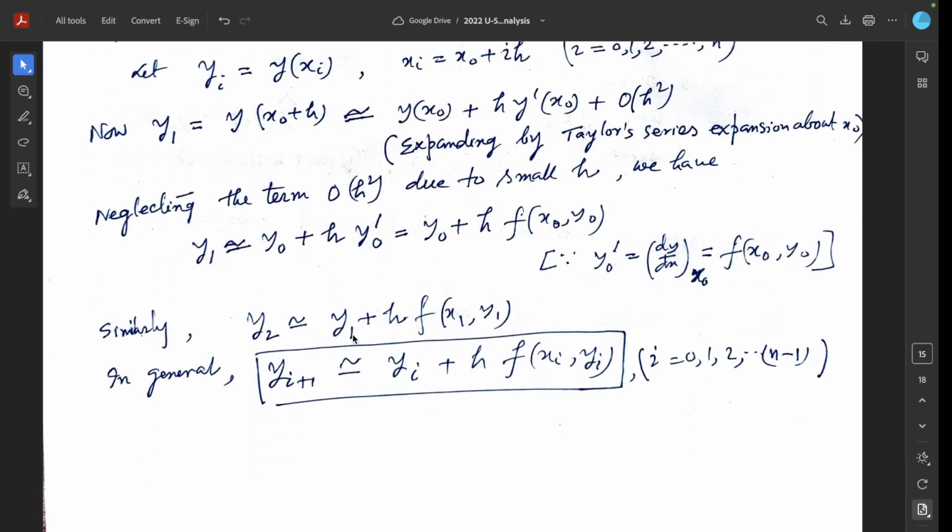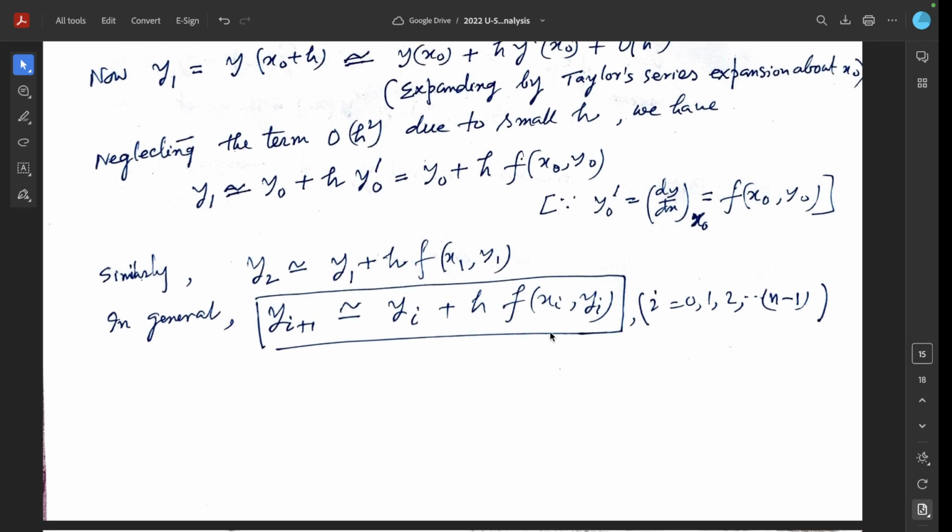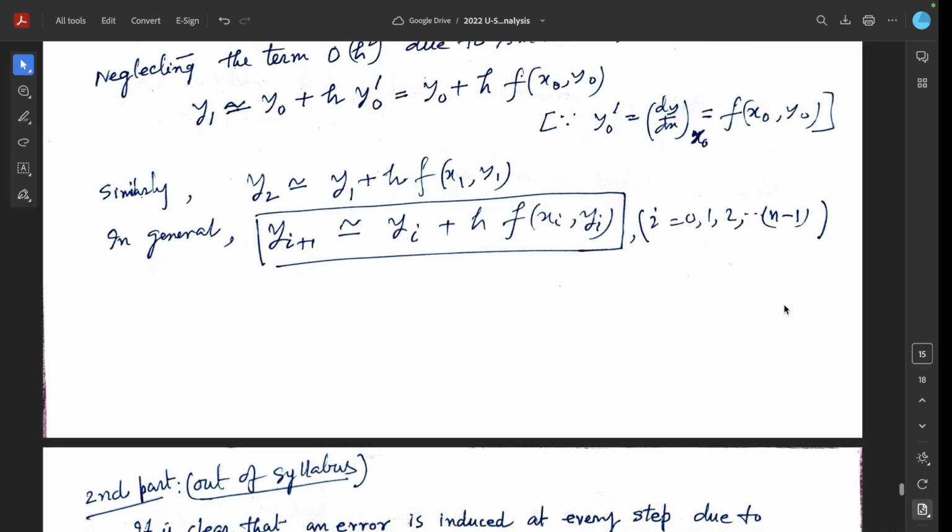Similarly, y2 approximately equal to y1 plus h f(x1, y1). And this is the iteration formula: y(i plus 1) approximately equal to yi plus h f(xi, yi), i equal to 0, 1 to n minus 1.